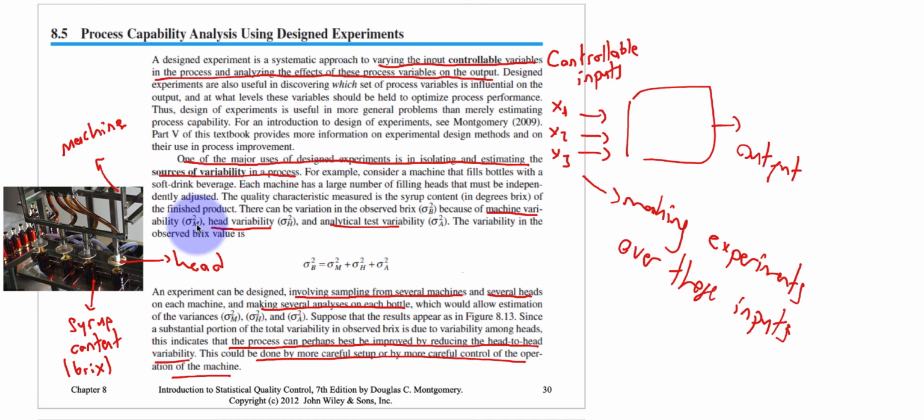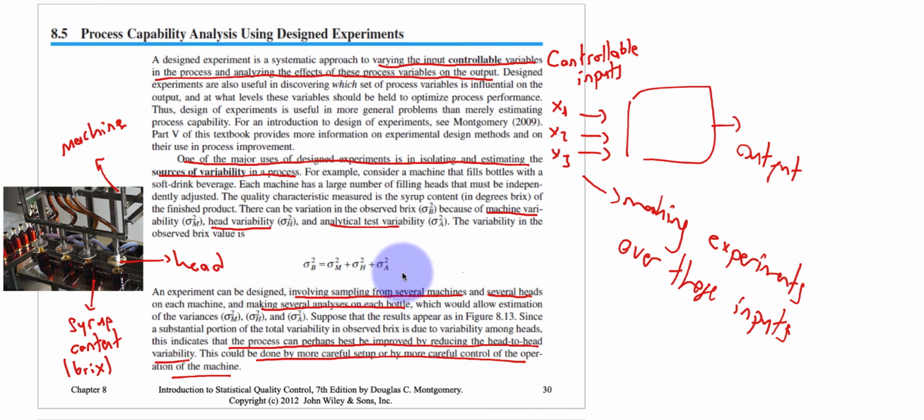Because of the machine variability, this is the machine variance, head variability, this is the head variance, and the analytical test variability, this is the analytical test variance, the total variability over the observed Brix can be expressed like this. Brix variance is equal to machine variance plus head variance plus analytical test variance. And we can explain the variability in the Brix, the variability in the syrup content, with the variability in these controllable inputs. Okay?